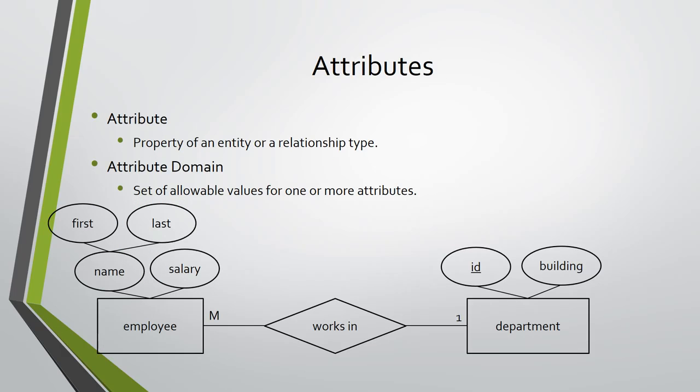The attributes, similarly to the relational model, are properties of the entity types or the relationship types. The attribute domain is the set of allowable values for one or more attributes. Attributes are represented by ovals, and are connected by lines to their entity type or relationship type. In the diagram shown, the entity types have a few attributes, but the relationship type has none.